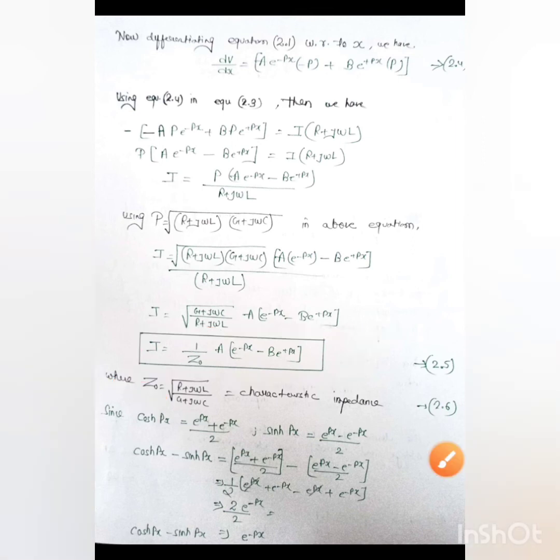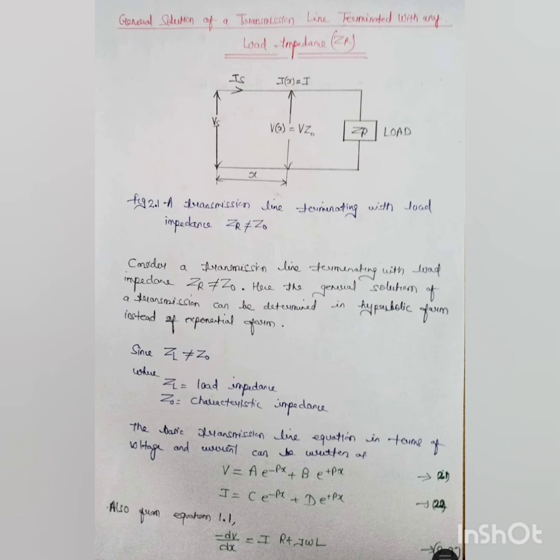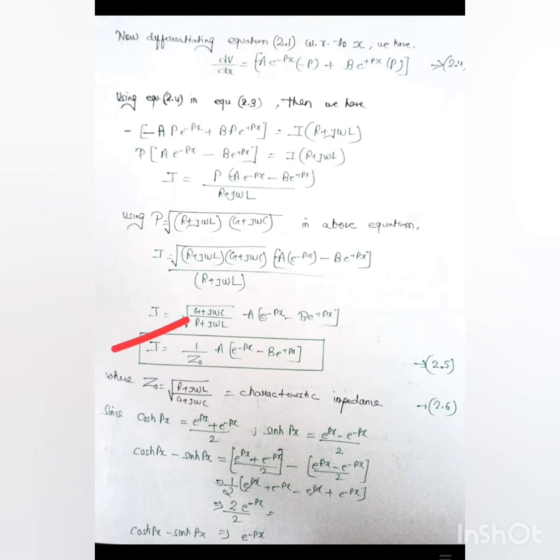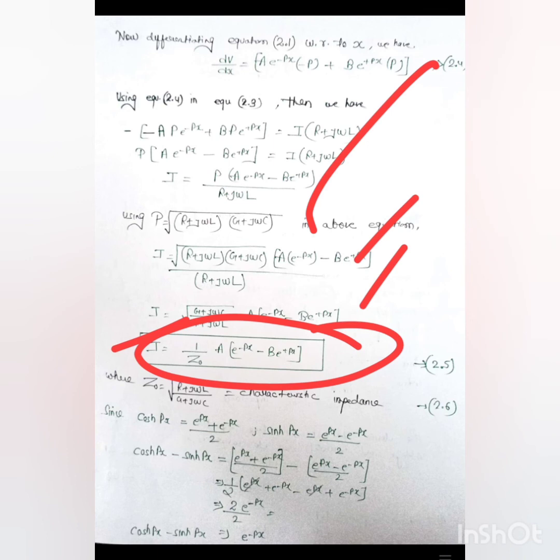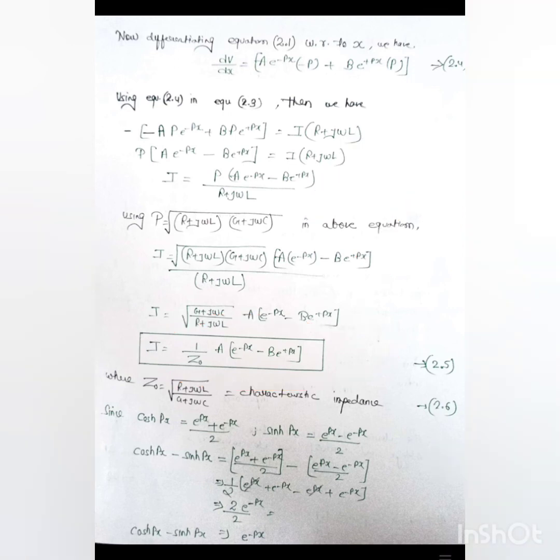Now we have two equations which we need to focus on. The first equation is voltage in terms of A and B. Likewise, the second equation is current, also in terms of A and B. All this calculation is in order to reduce our constants A, B, C, D to A and B only. So we have two equations: the first is the voltage equation in terms of A and B, and the second is the current equation in terms of A and B. Now as our general solution is to be explained in terms of hyperbolic functions, we need to change this exponential form into hyperbolic form.